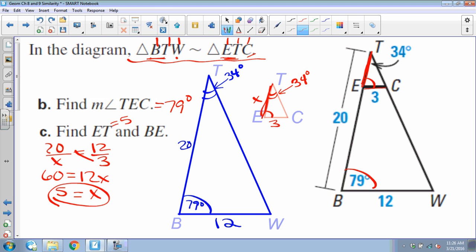Now, did y'all find BE? What is it? 15. How'd you do that? Good. 20 minus 5. Because if this piece is 5 and the whole thing is 20, then the rest of the way has to be 15. Okay, there was no proportion to set up for that. So BE equals 15. Okay, any questions?